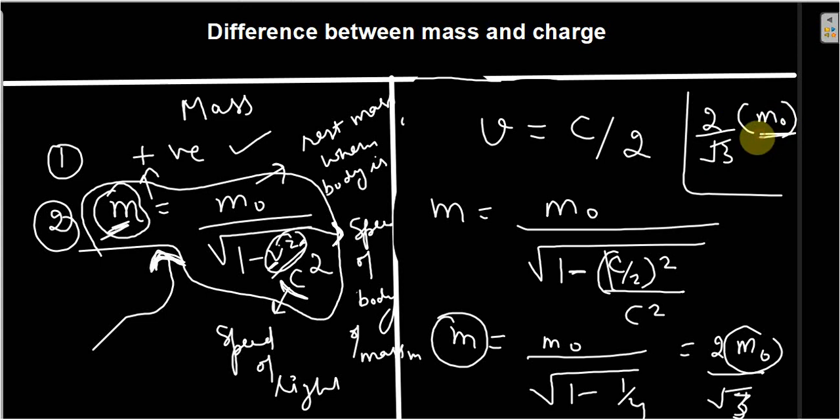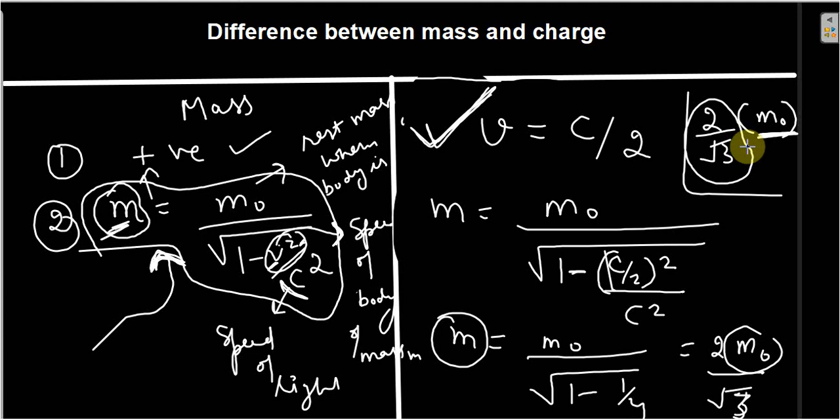Initially the mass was m naught, but when the speed of the body is very high, almost half the speed of light, the mass of the body becomes 2 by root 3 m naught. So the mass of a body increases when its speed increases, but in daily life this increment is very small and we cannot notice it. But when a body moves with a very high speed, near the speed of light, or half or quarter of the speed of light, the mass increases and that is noticeable.